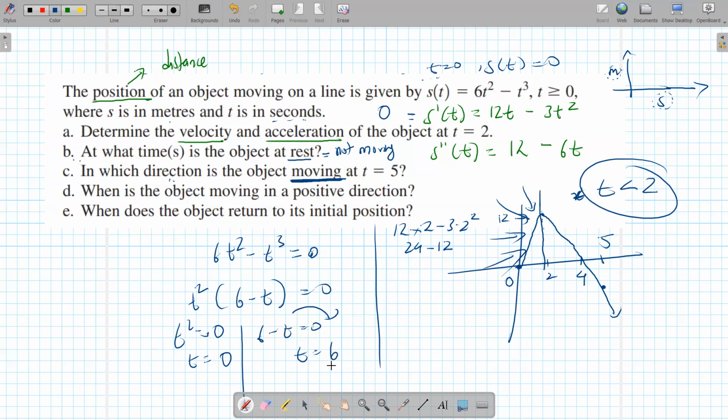It's just 6. Add t on both sides, or you could subtract 6 on both sides as well. Get negative t is -6, so t would be 6. And you're done. Okay? So at 6 seconds, he's gonna come back.